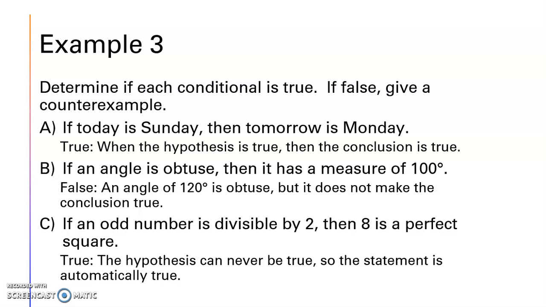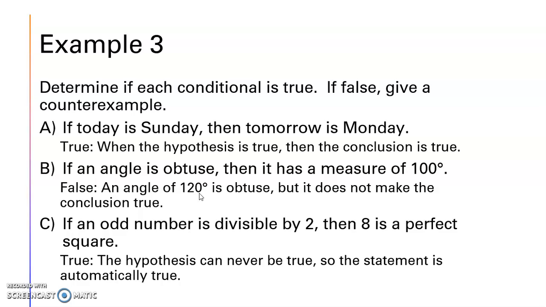Okay, part A was true because when it is Sunday, the next day would be Monday. So A is true. Part B is false because angles can be obtuse, but they don't have to be 100 degrees. So my counterexample was 120 degrees, but you can pick any other obtuse measurement. So anything between 90 and 180, not including 90 and 180, and that isn't 100 degrees. Anything between there works, because that will make the conclusion false, but the hypothesis will be true.